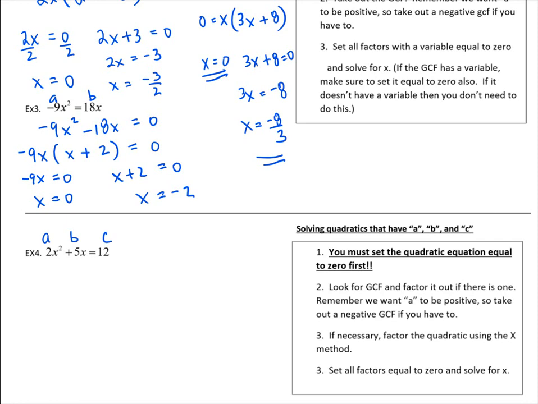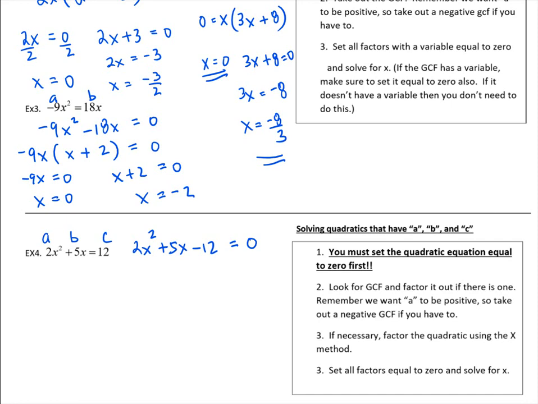So 2x squared plus 5x minus 12 is going to equal 0. So you must make the problem equal 0 first whenever you have an ABC problem. Next thing, you look for a GCF. Is there a GCF? It doesn't look like there's a GCF. And then you have to make sure a is positive. So basically, you're following all those steps to factor this, because you need to factor this right here.